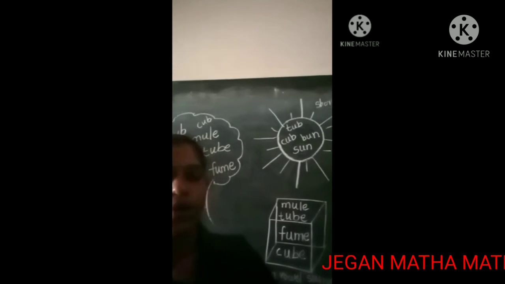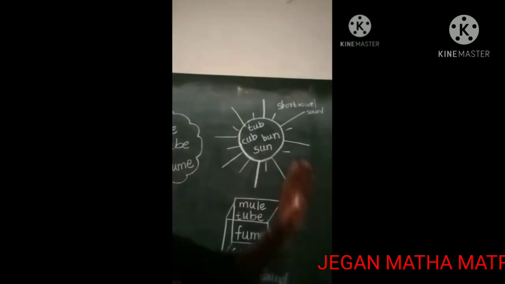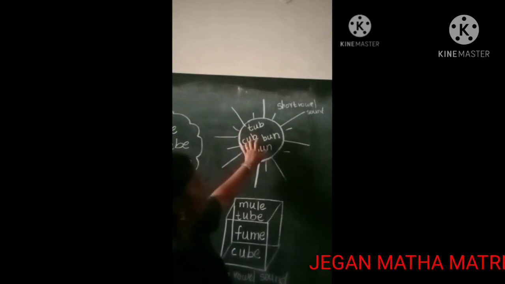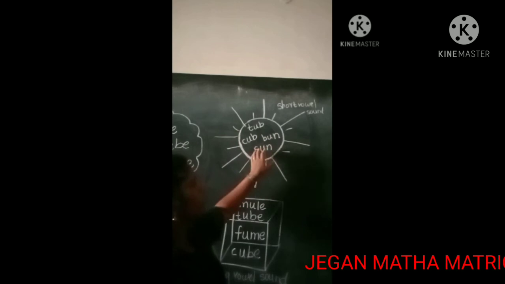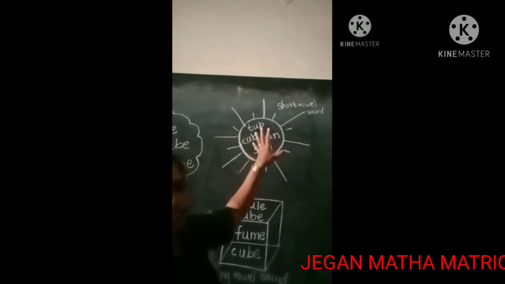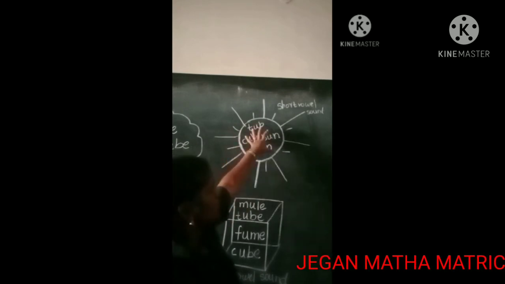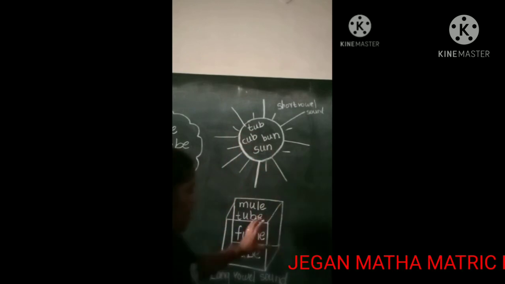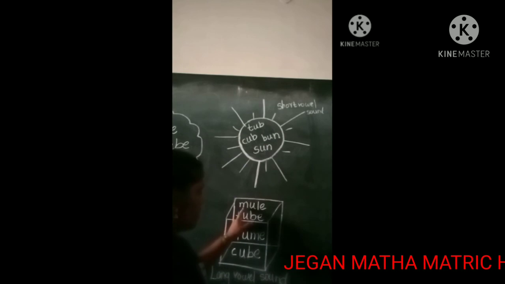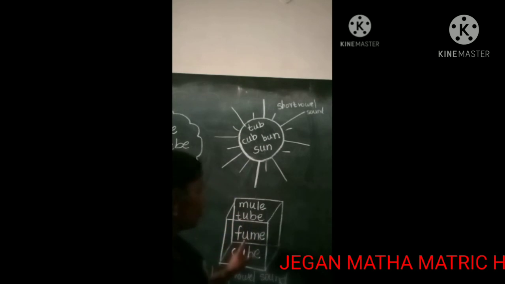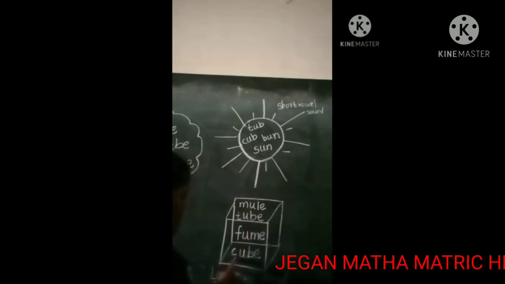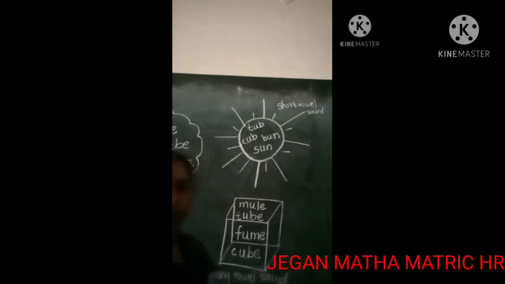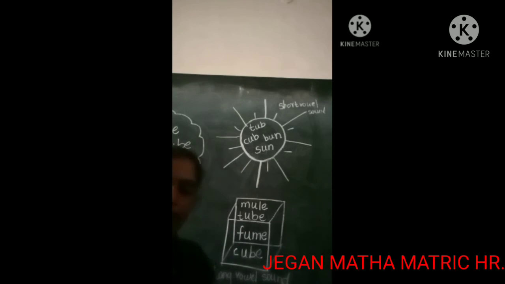Now look here. Inside the sun there are four words: tub, cub, bun and sun. These four words have short vowel sound. Now look here. The words mule, tube, fume and cube have long vowel sound. Are you clear, kids?